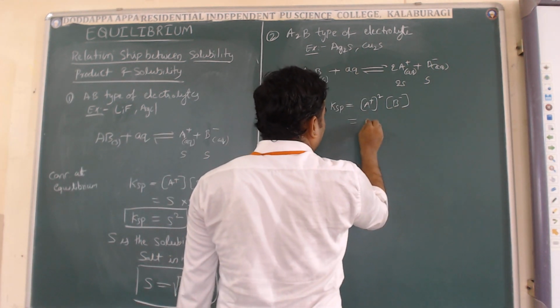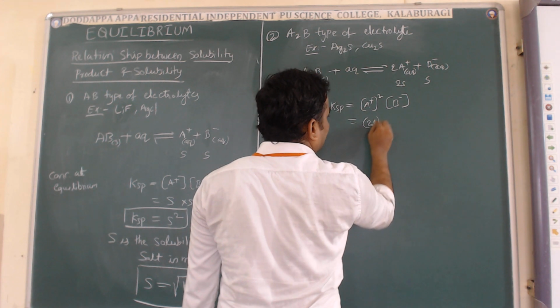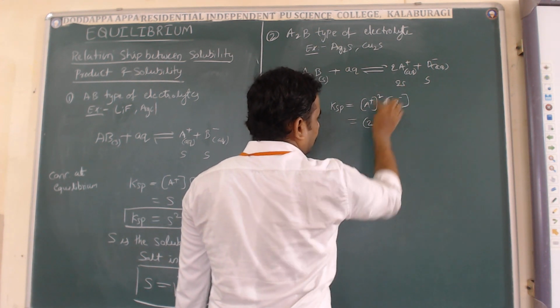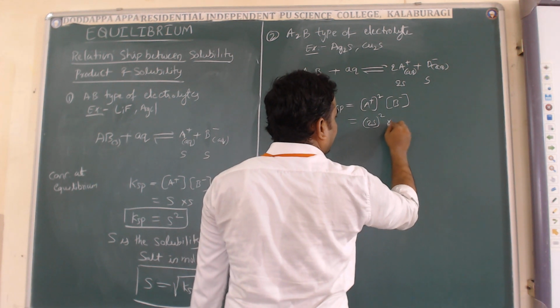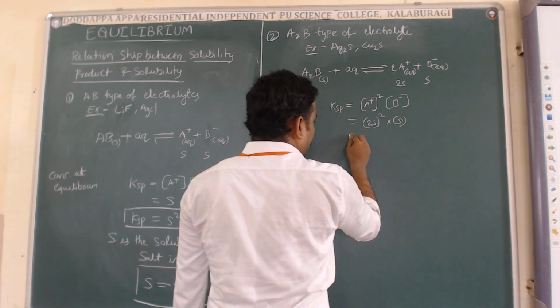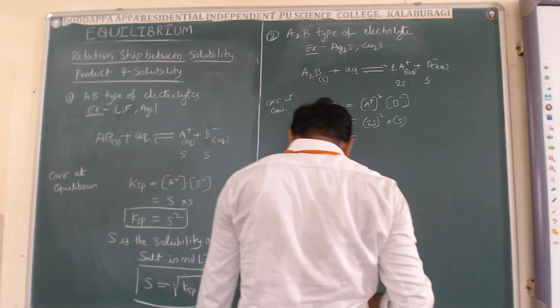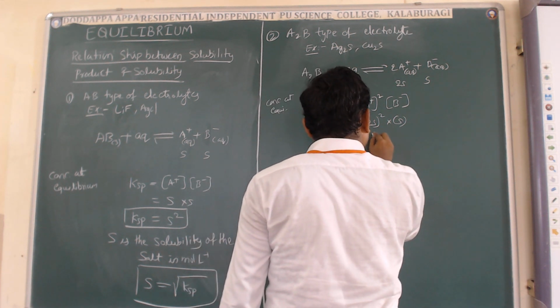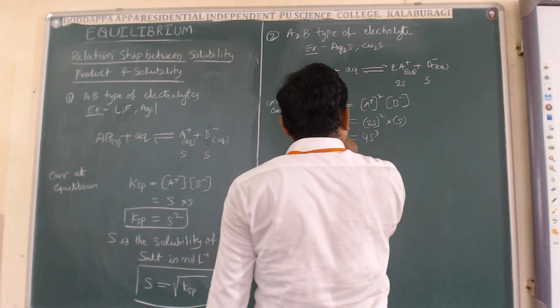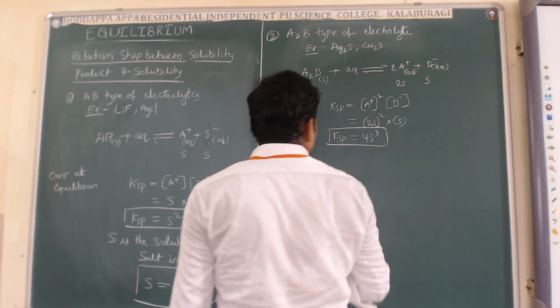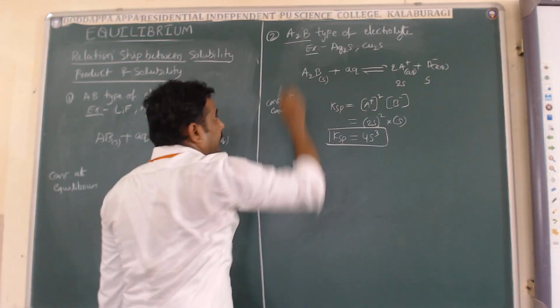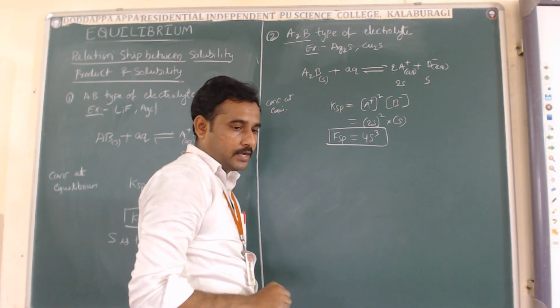Then down here you have to take 2S square, and next you have to write down S. Multiplying that, what answer are you getting? You are getting 4S cube. KSP is equal to 4S cube when we have the A2B type of electrolyte.